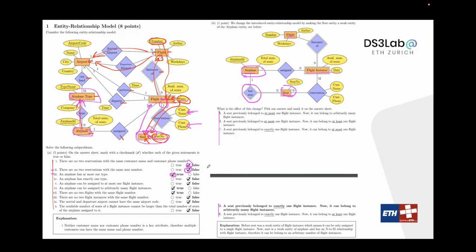So in this case, you try to reason about the difference between having this as a weak entity of the flight instance, or as a weak entity of the airplane. Previously, because it's a weak entity of the flight instance, you have this many-to-one relation, so that once I have a seat, I know the flight instance. Now you have this many-to-many relation. That's a key difference.